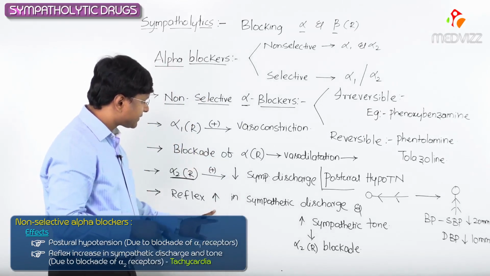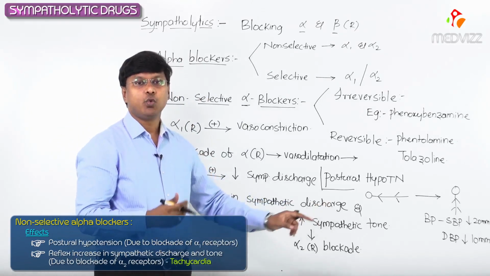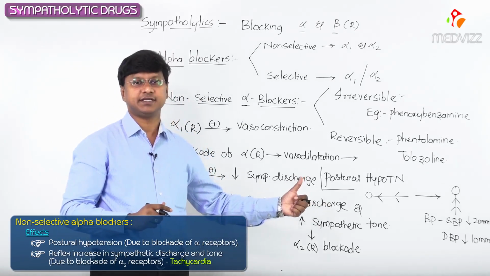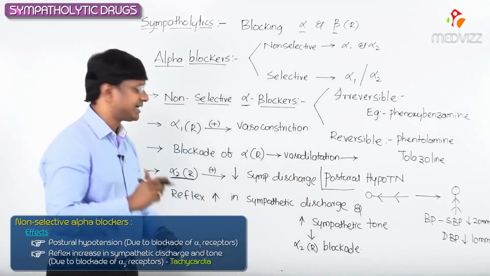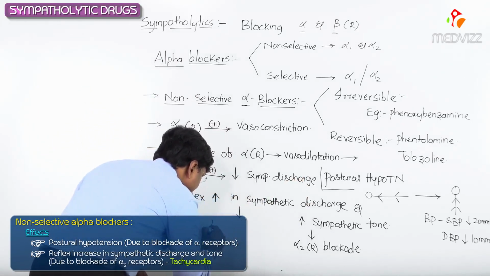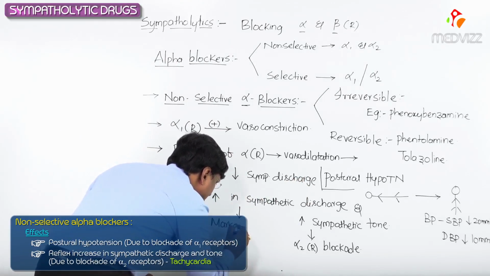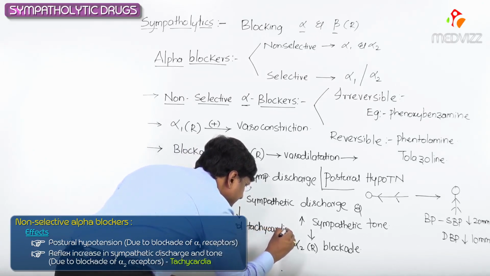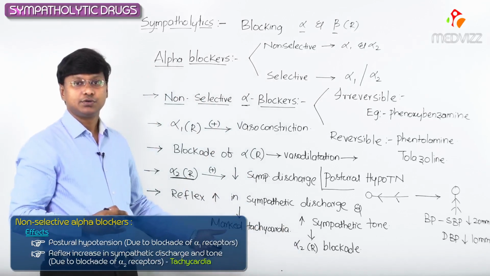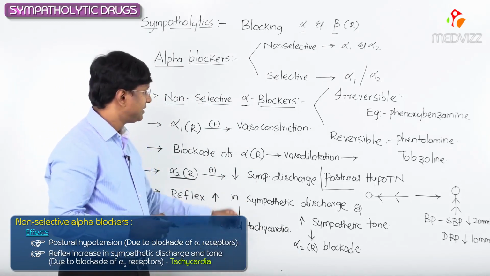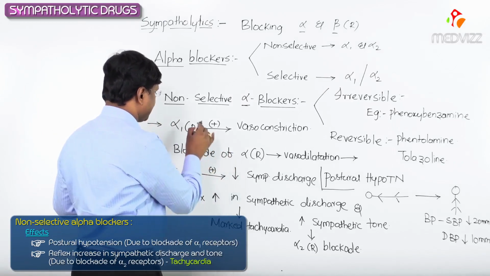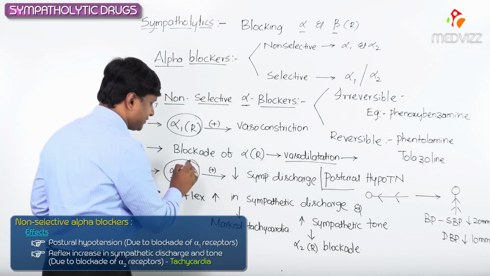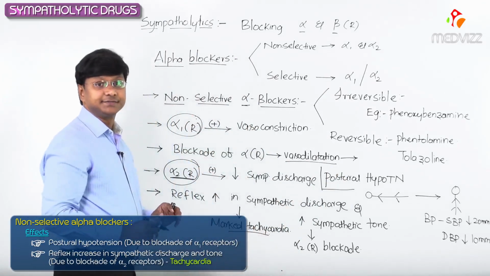Now, because of the increase in the sympathetic discharge, what will happen to the heart rate of the individual? Remember, because of increased sympathetic discharge, there is marked tachycardia. All right, so what are these drugs doing? Because of blockade of the alpha 1 receptors, there is vasodilatation. Because of the blockade of alpha 2 receptors, there is tachycardia.